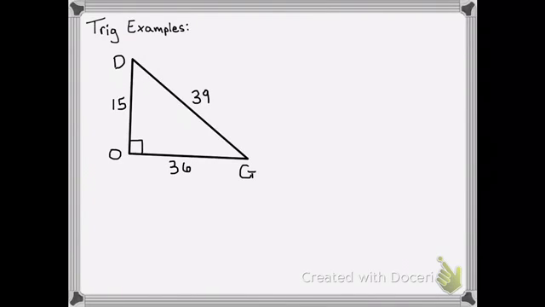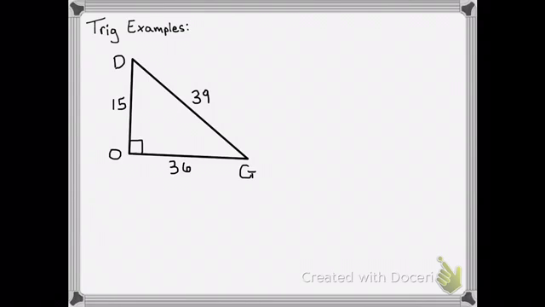Alright, so with this video we're going to take a look at some examples. In the last video we saw what sine and cosine and tangent mean. If you haven't watched that video, you should watch these in order. There's an order to them. That's why I numbered them. And so these trig examples we're going to go through from that last video.